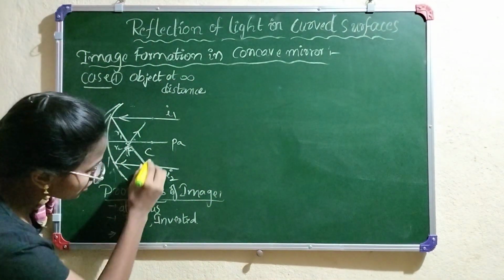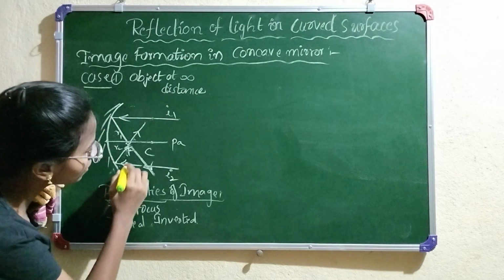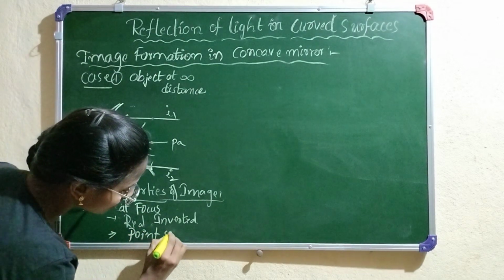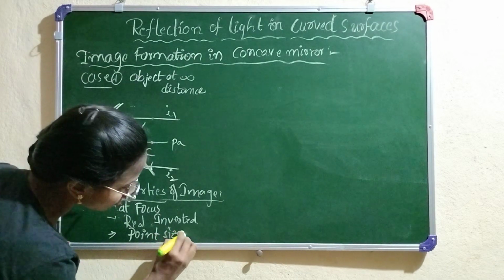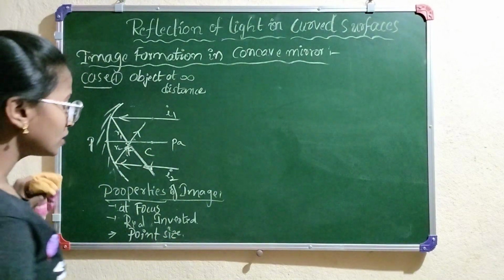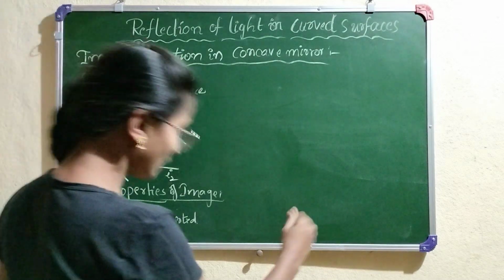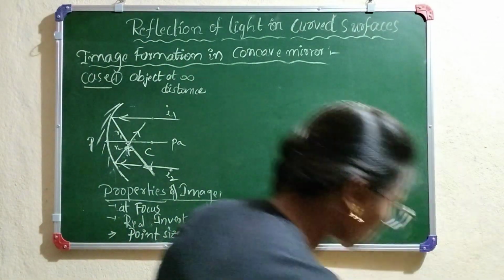So now the third point: the size of the image. Real and inverted, size of the image is point sized. You have to mention it like that. Am I clear? These are the properties of image in case 1. And now case 2, we'll see case 2.